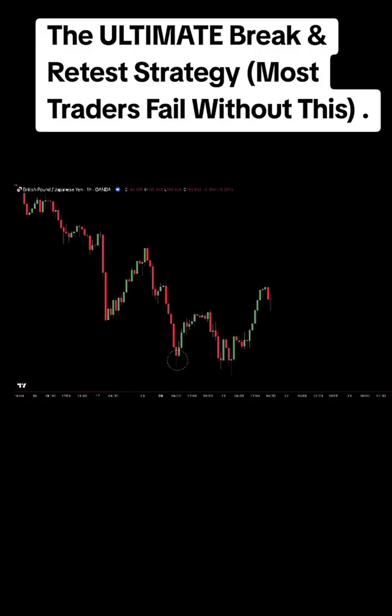This is where the first bottom forms. After the pullback, the market attempts to move lower again, but this time sellers fail to break below the first bottom, creating the second bottom. This signals that sellers are losing strength while buyers start stepping in, an early sign of a potential trend reversal.